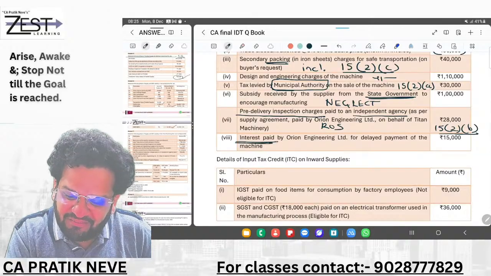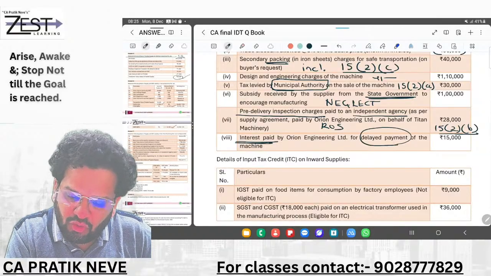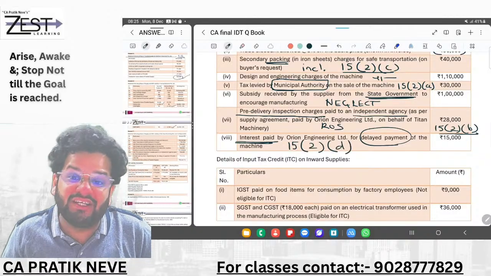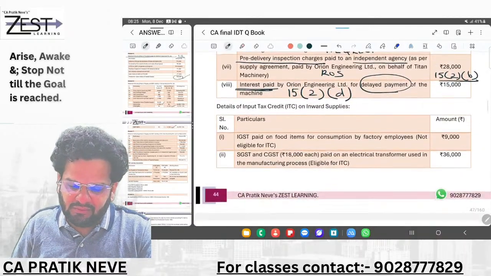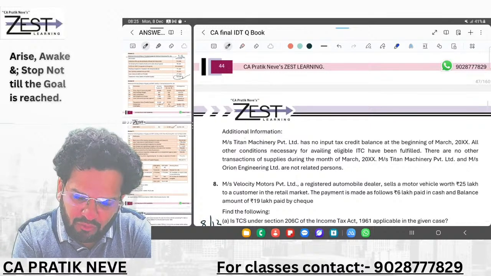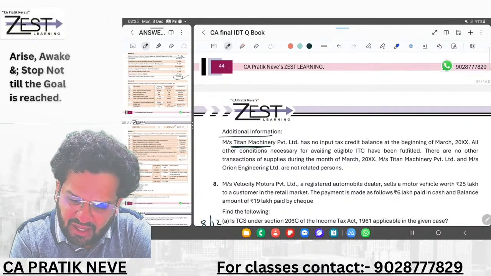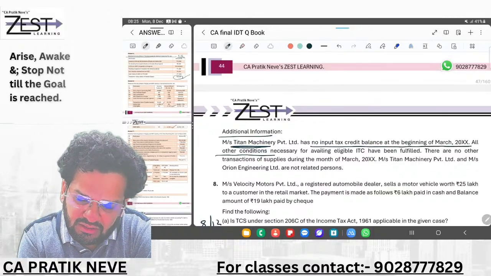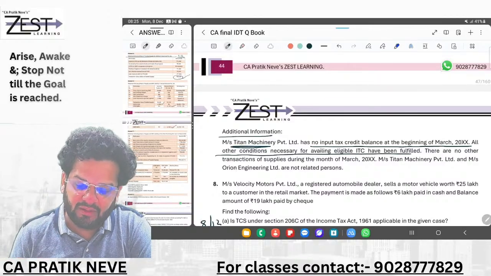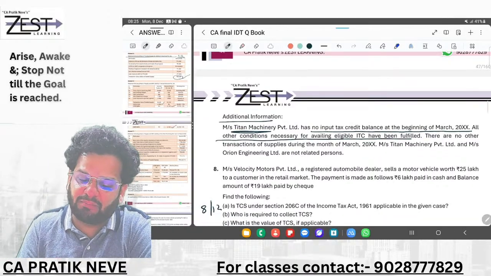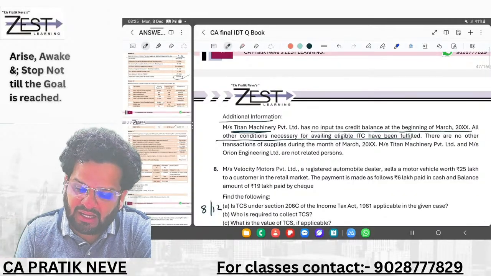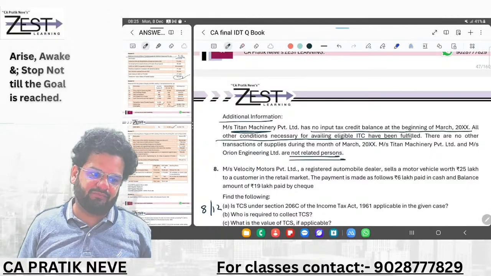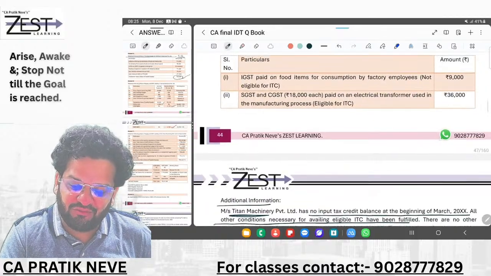Then interest paid for delayed payment. So you know, interest also has to be included as per 15(2)(d). Okay. Any other information? See, additional information. Titan Machinery has no ITC balance at the beginning of March. All other conditions necessary for availing ITC have been fulfilled. There are no other transactions of supplies during the month of March, and Titan Machinery and Orion Engineering are not related persons. Very good. So all possible information is given.